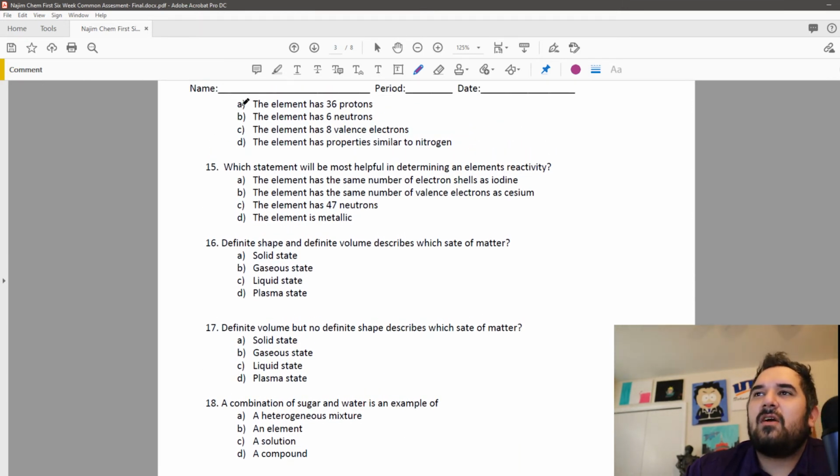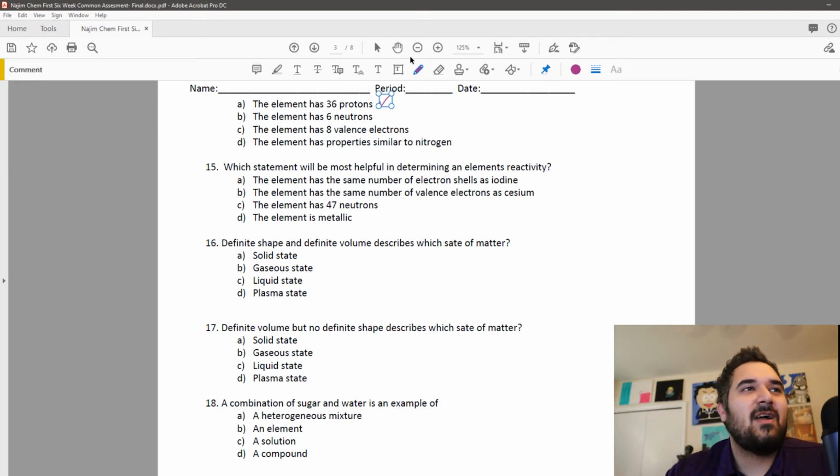All right, so here are our answers. The element has 36 protons, so that actually is identifiable. And it just sucks when answer A is correct, because then I shouldn't go through the rest, but I will go through the rest, just so we're all on the same page.